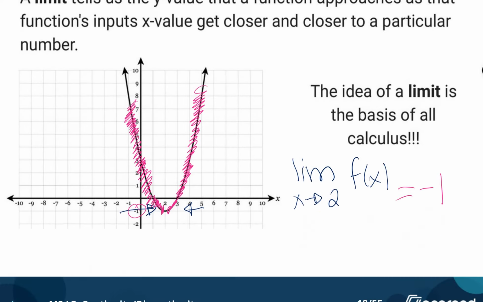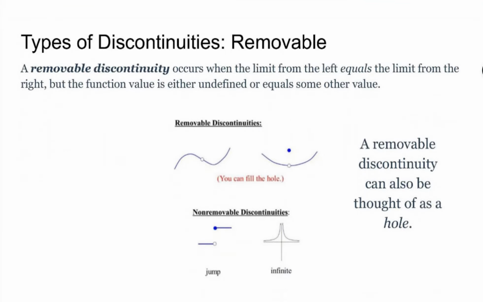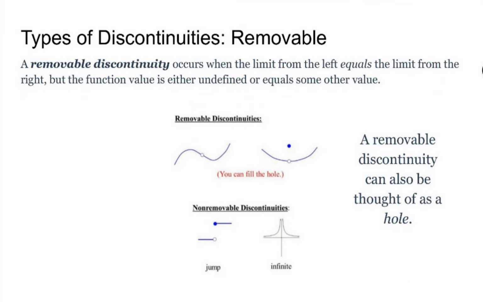Now, the way that you tell the difference between discontinuities is by using limits. So there's 3 types of discontinuity. You can see them on the screen. You can see there's removable, and then there's jump, and then there's infinite. So let's start with removable.